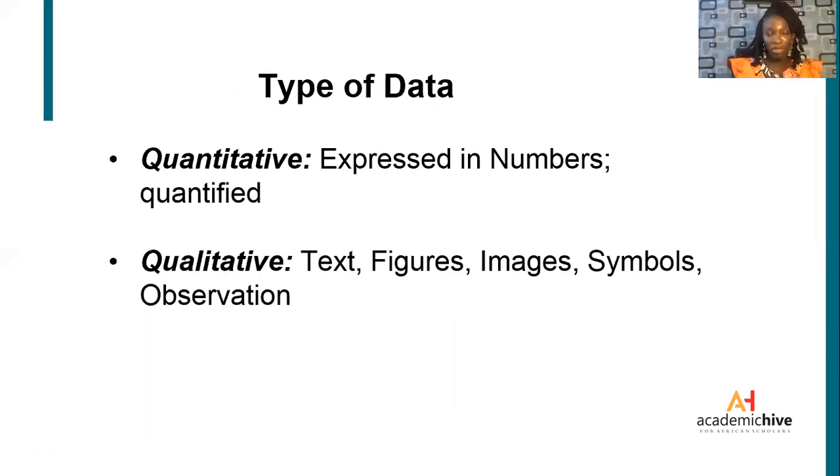What are the types of data? Quantitative and qualitative. Quantitative data are expressed in numbers, or quantified. Qualitative data cannot be expressed in numbers; they are non-numeric. That is, they could be text, figures, images, symbols, observation. All these are qualitative data because you cannot express them in numbers.